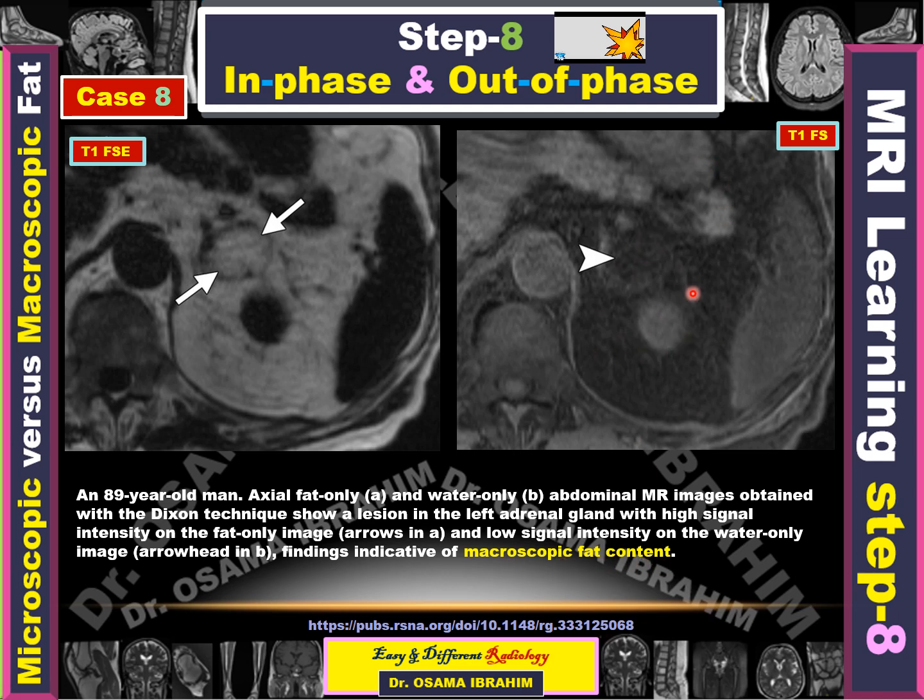Macroscopic fatty lesion, what is the site of the lesion? This is the spleen, and this is the upper pole of the kidney, and this region is the adrenal gland, left adrenal gland. A lesion with macroscopic fat is diagnostic for myelolipoma of the adrenal gland. If it is microscopic, it most likely represents adenoma of the adrenal gland. However, macroscopic fat is most common with myelolipoma.